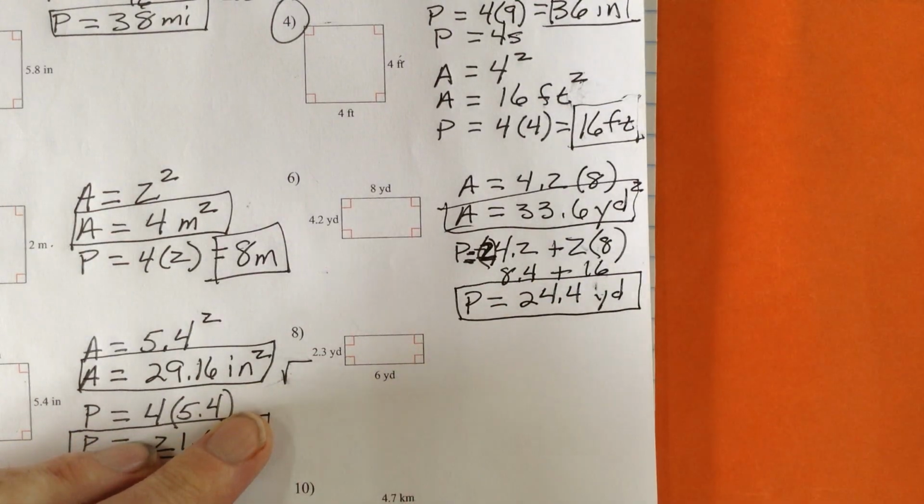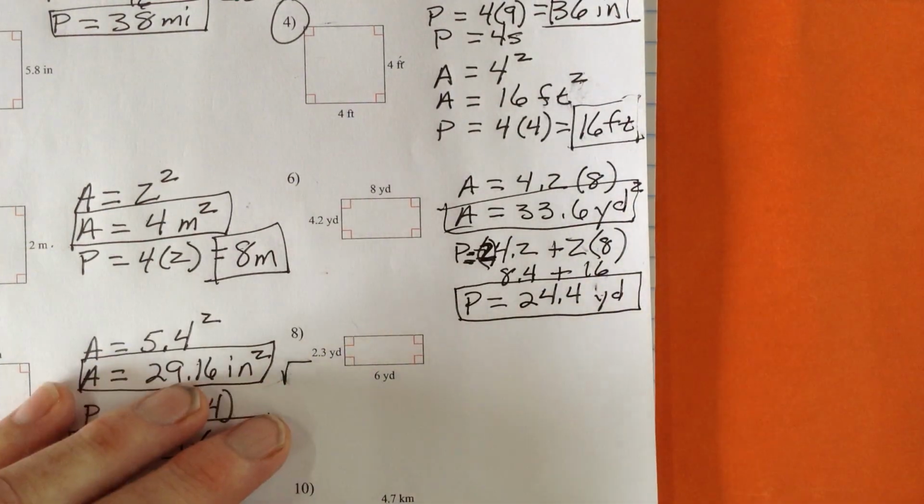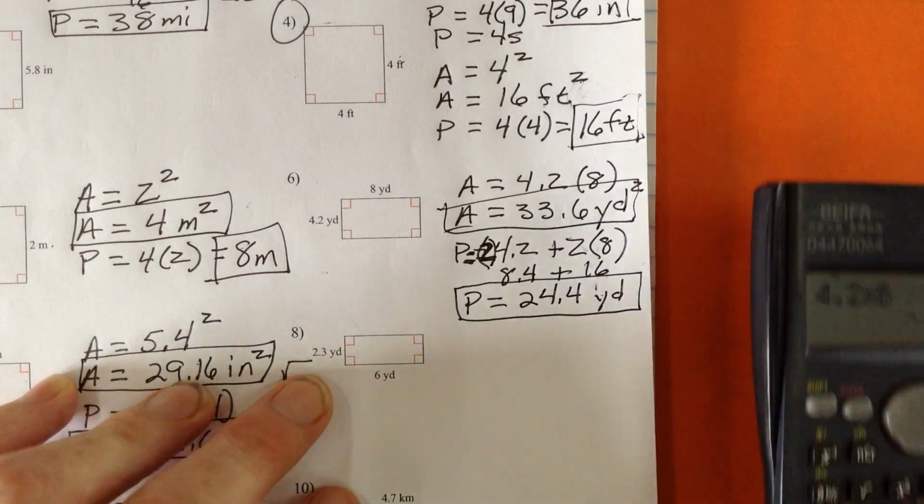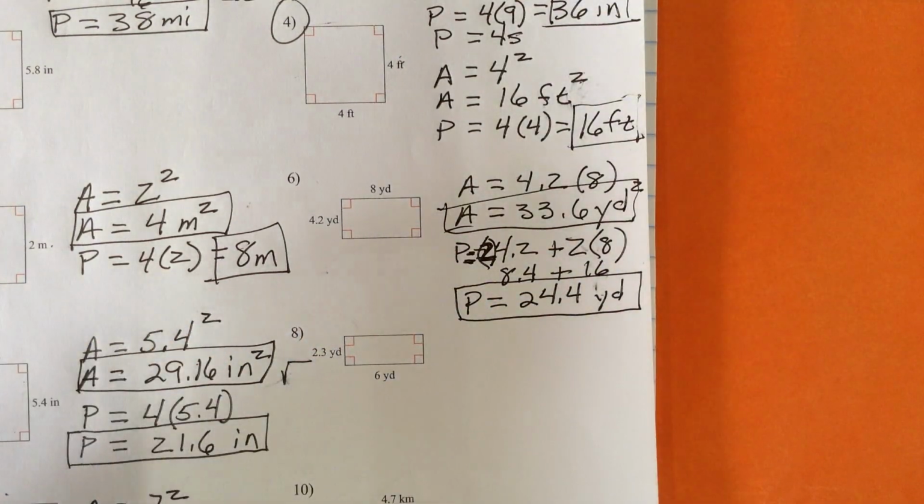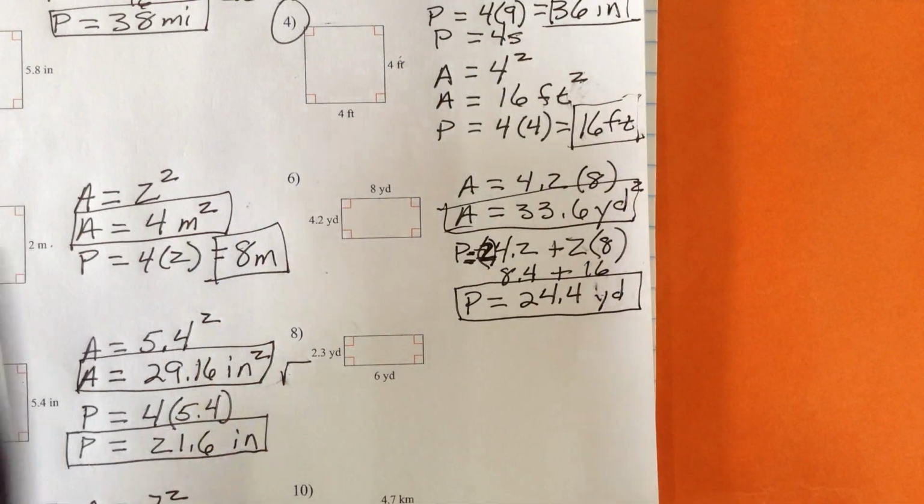Okay, and you can pause the video and do the problems and then go back and see if we agree and see if I did them right. But let me check this one real quick here. That looks right. 8.4 plus 16 equals 24.4.